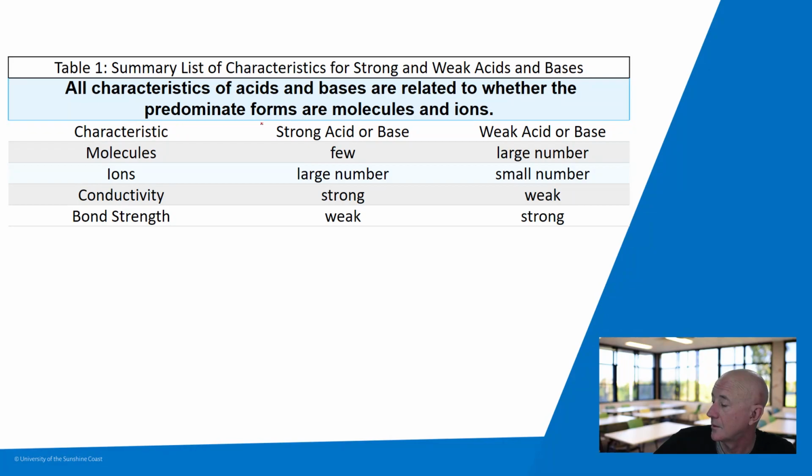Okay, so if we've got, and it doesn't matter actually now, let's extend it from acids to both acids and bases. If there's a strong acid or a base, what would you expect? Well, the number of molecules present in the solution for a strong acid and a base would be few. That makes perfect sense because most of it is ionized. You would expect that most of it is in fact ions.